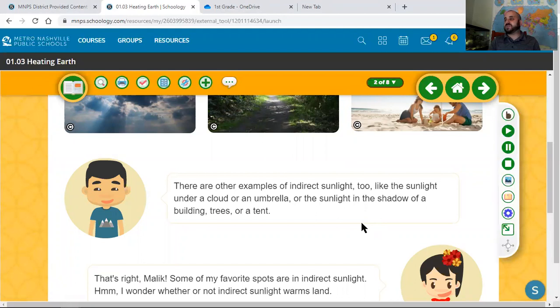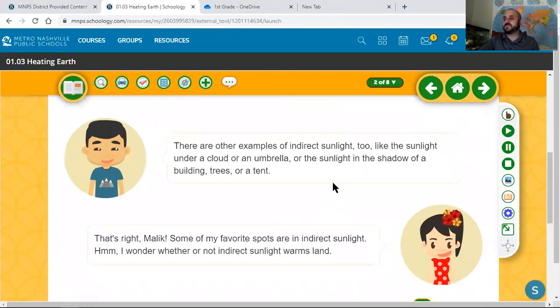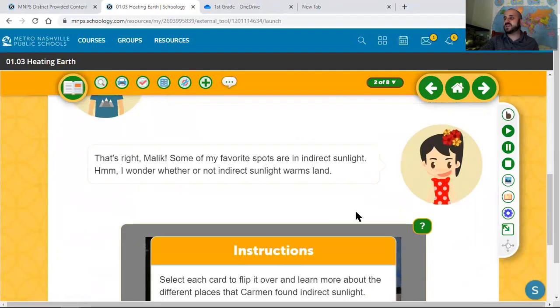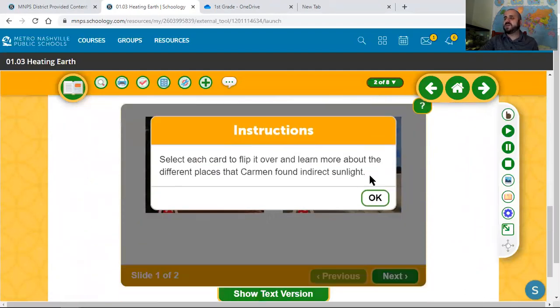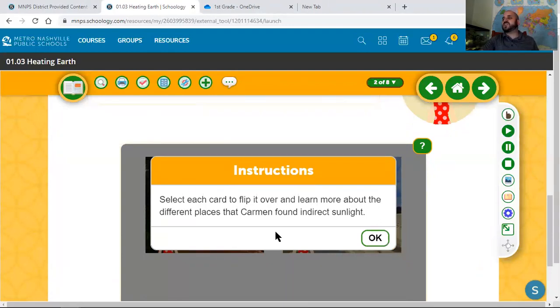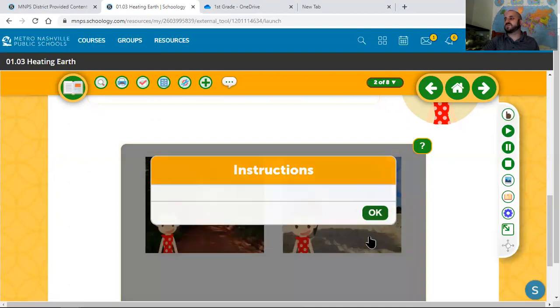There are other examples of indirect sunlight too, like the sunlight under a cloud or an umbrella, or the sunlight in the shadow of a building, trees, or a tent. That's right, Malik. Some of my favorite spots are in indirect sunlight. I wonder whether or not indirect sunlight warms land. What do you guys think? Does indirect sunlight warm up the land? That's an interesting question. Select each card to flip it over and learn more about the different places that Carmen found indirect sunlight.